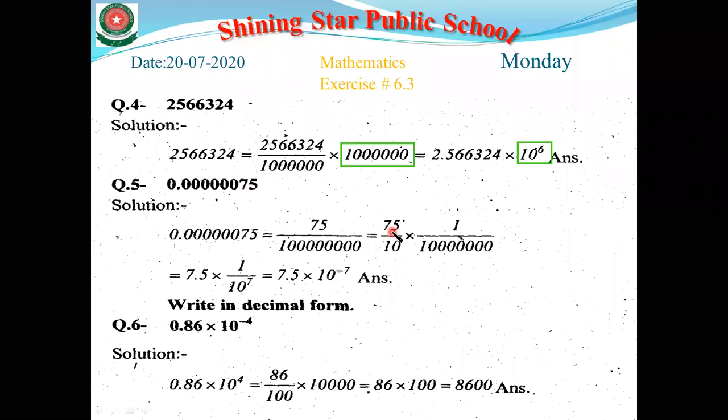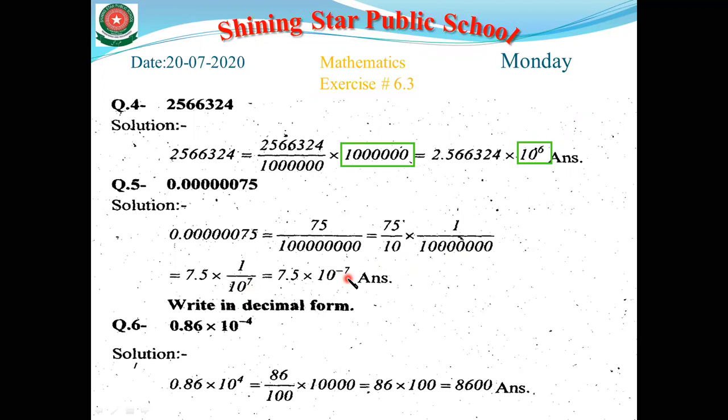So why do we divide 75 by 10? Because we know that when we divide 75 by 10, it becomes 7.5, and we can write the multiplying term as 10 power 7 because we have 7 zeros. And when we move 1 divided by 10 power 7 from the denominator to the numerator, its power sign will be changed. Positive 7 changes into negative 7. So our question will be solved.